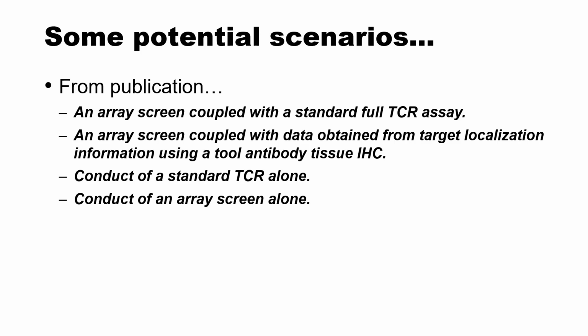We think that it's quite possible that a combination of an array screen coupled with data from target localization using a tool antibody, tissue IHC, would be the best case scenario, and is often done in the early evaluation of a target by antibody developers to understand specifically where their target is going to be and where the tissues that they're going to want to monitor are. And this is much easier done in a research non-GLP setting with an antibody that is optimized for immunohistochemistry, not necessarily the one that is optimized for therapeutic use.